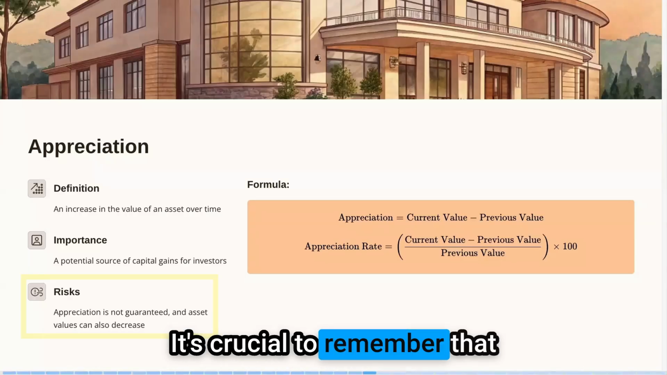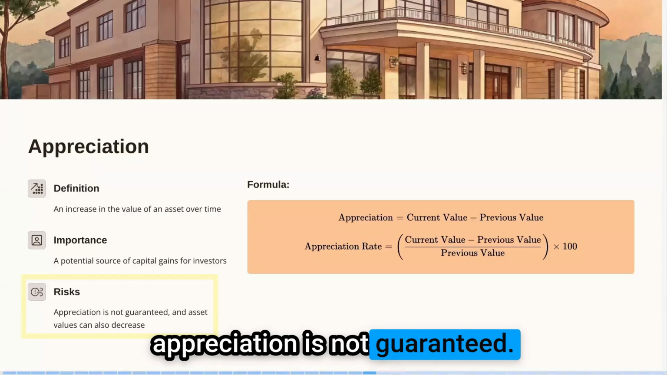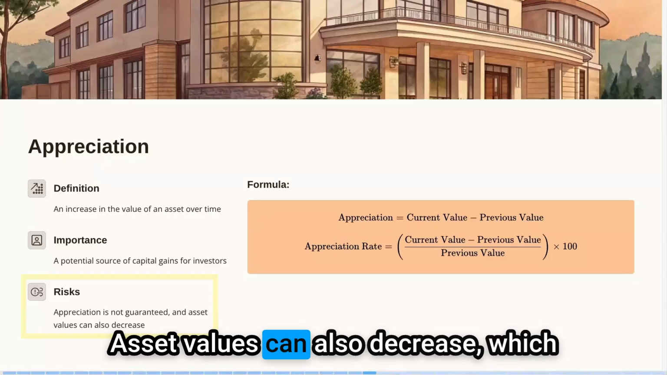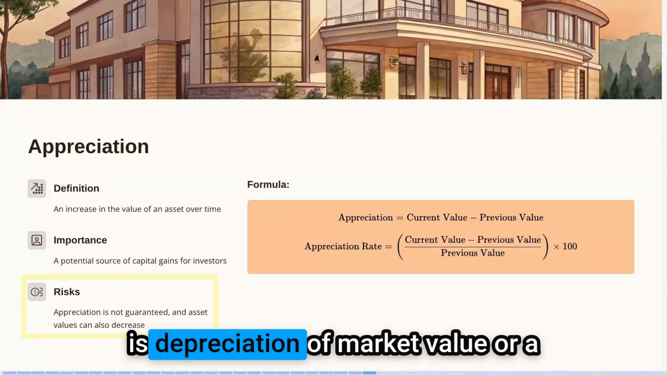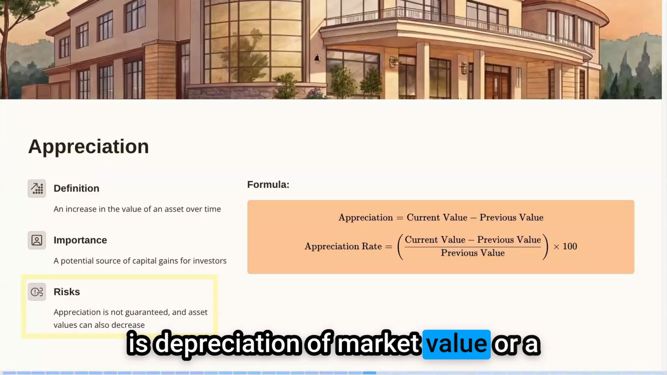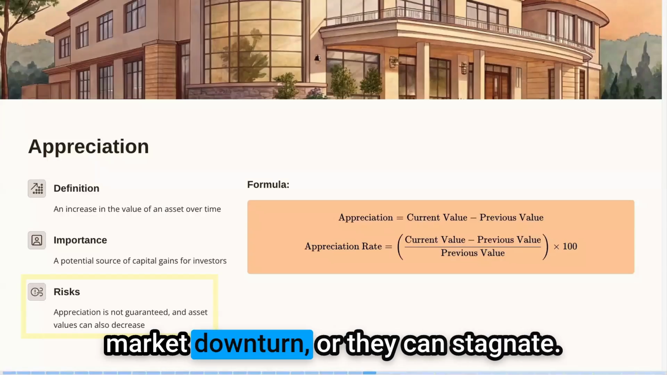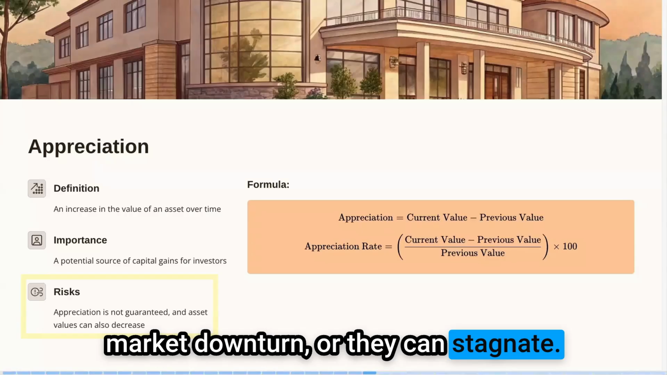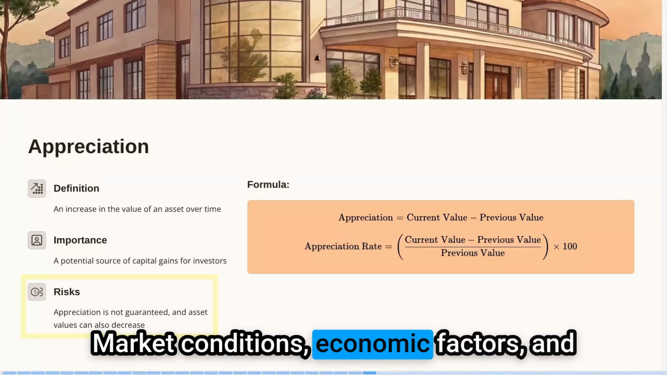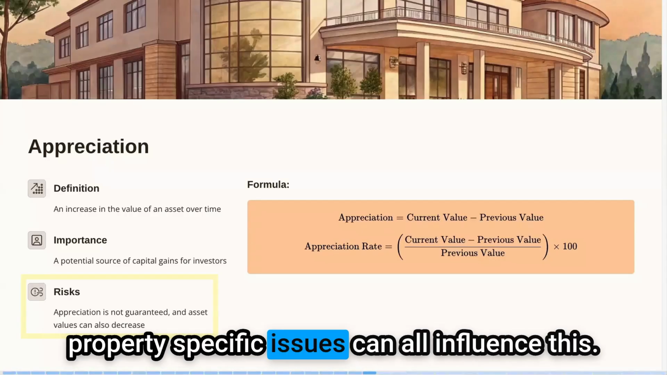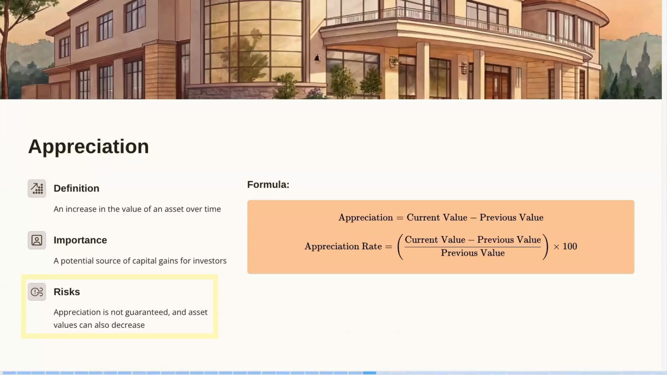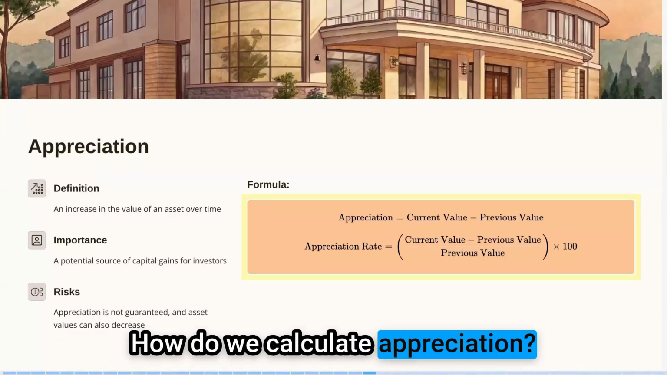It's crucial to remember that appreciation is not guaranteed. Asset values can also decrease, which is depreciation of market value or a market downturn, or they can stagnate. Market conditions, economic factors, and property specific issues can all influence this. How do we calculate appreciation?